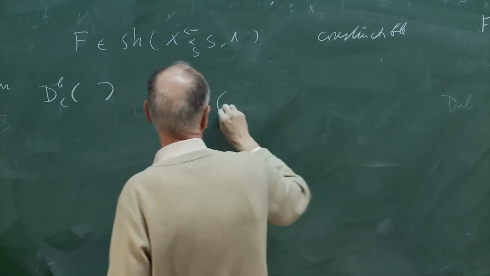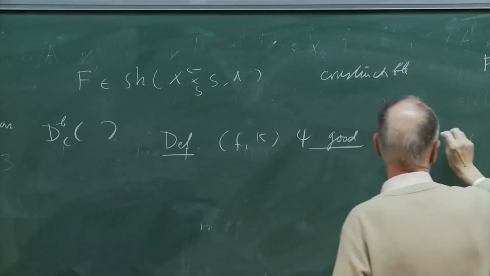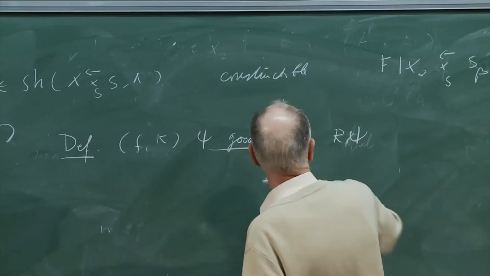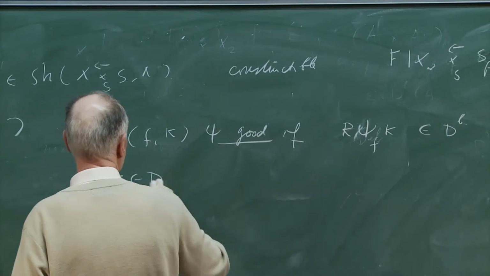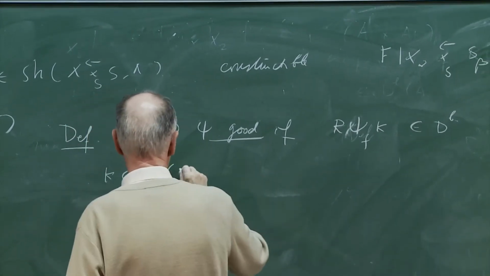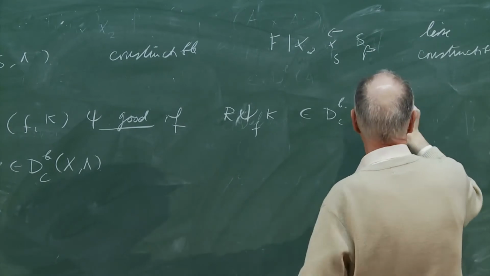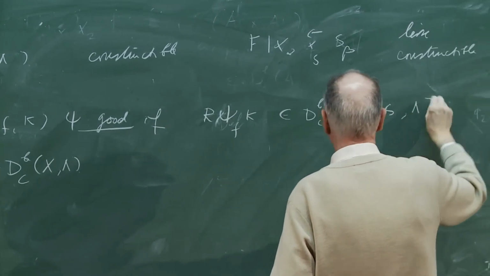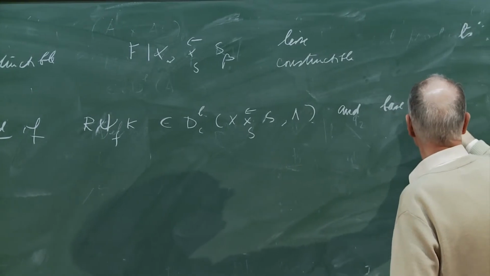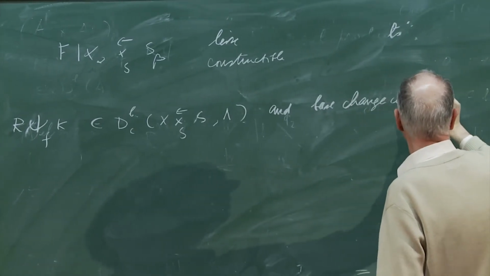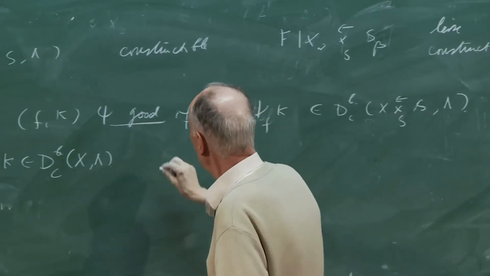So definition, we say that F, K is psi good if R psi F K is in DBC. So for K in DBC, a constructible complex in the sense of Takeshi, of X cross S S lambda, and base change compatible. Actually, by theorem of Orgogozo, the second condition implies the first one. But here are some examples.